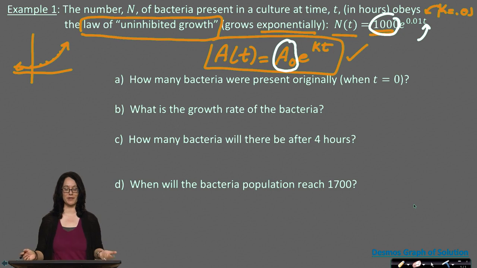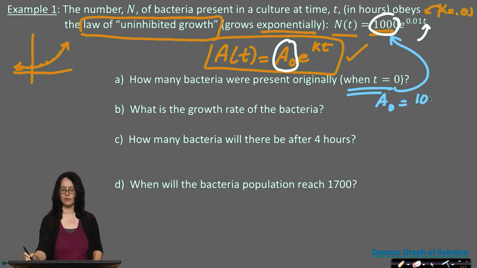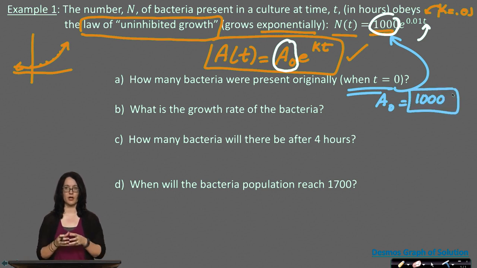Feel free to do so yourself and then check your answer. It says in A, how many bacteria were present originally? We just answered that, didn't we? That is your initial amount. So A of 0 equals 1,000. So there were 1,000 bacteria originally in our Petri dish.